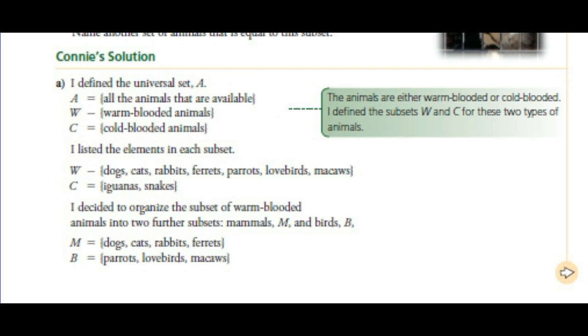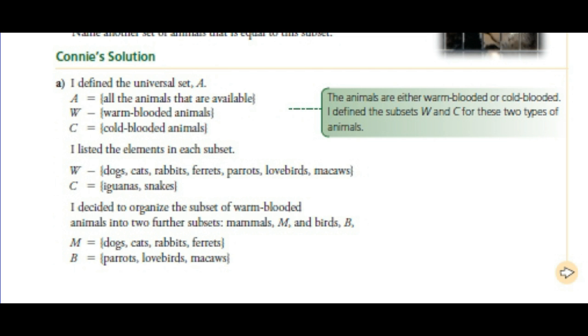So define the universal set. A is all the animals that are available, and they split it into warm-blooded animals and cold-blooded animals. Listed the animals in each subset, right? So dogs, cats, rabbits, parrots, lovebirds, and macaws are all warm-blooded, and the iguanas and snakes are cold-blooded. Decided to organize the subset of warm-blooded, because warm-blooded has a lot in there, so we can split them into sets. This one is mammals: dogs, cats, rabbits, and ferrets, and this is birds: parrots, lovebirds, and macaws.